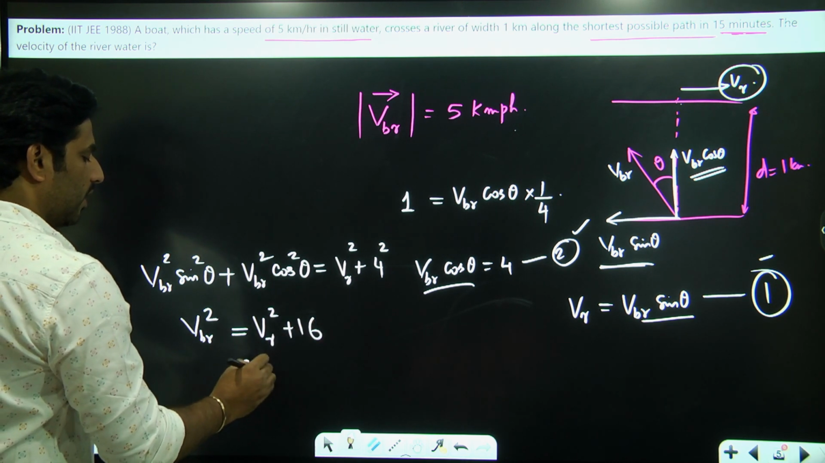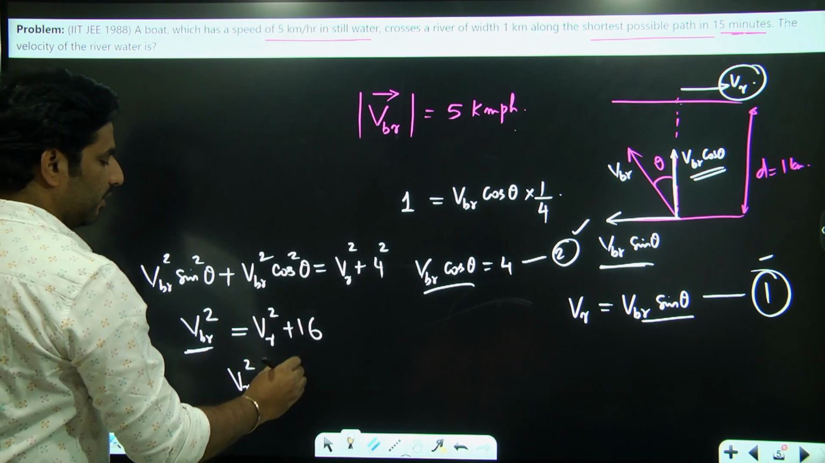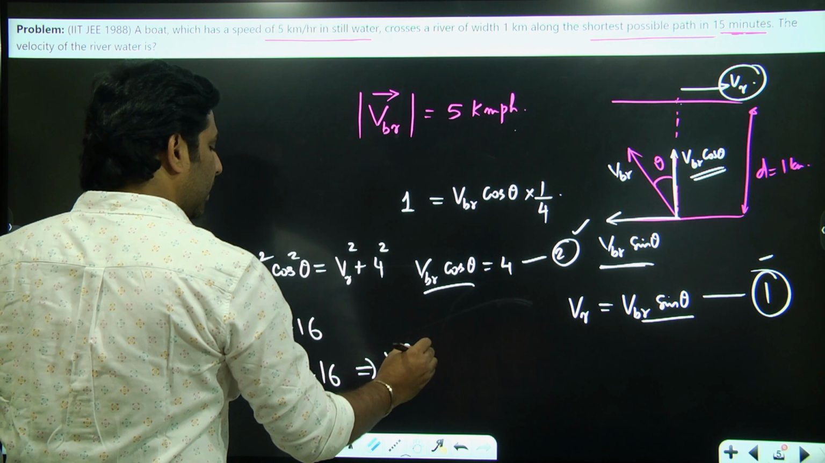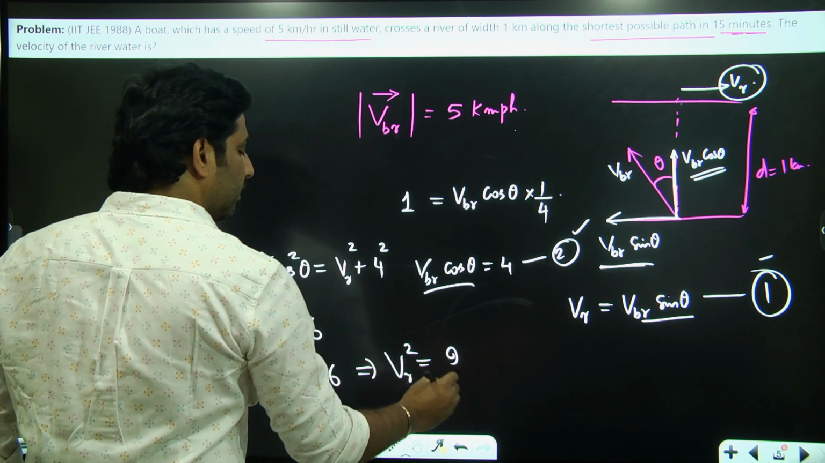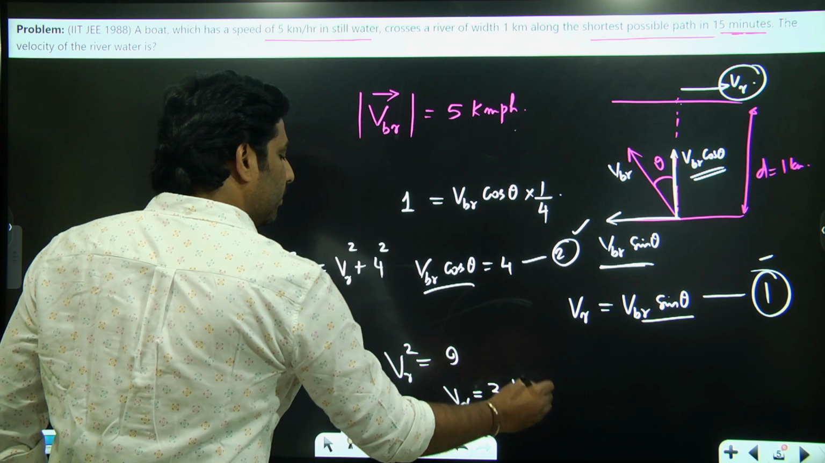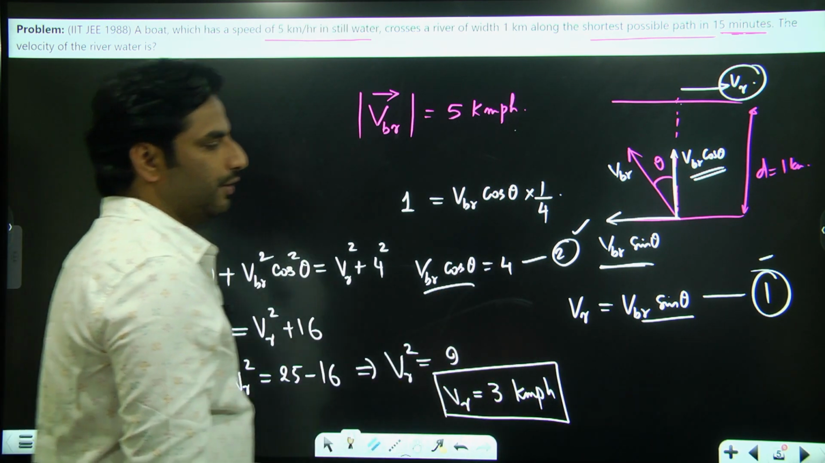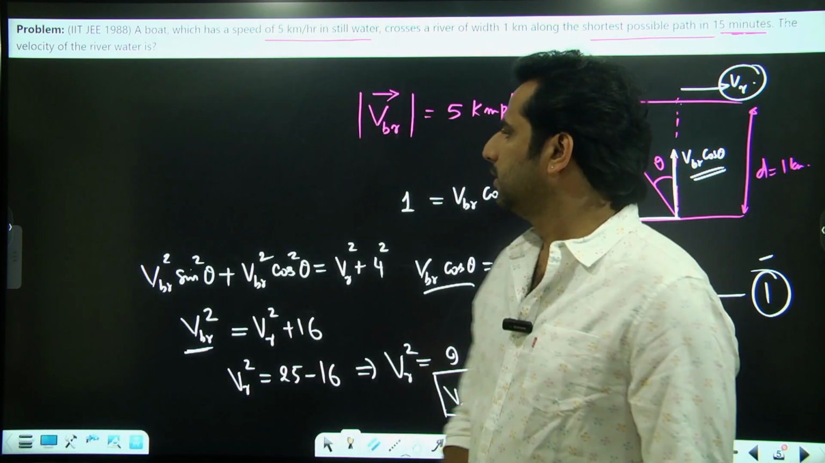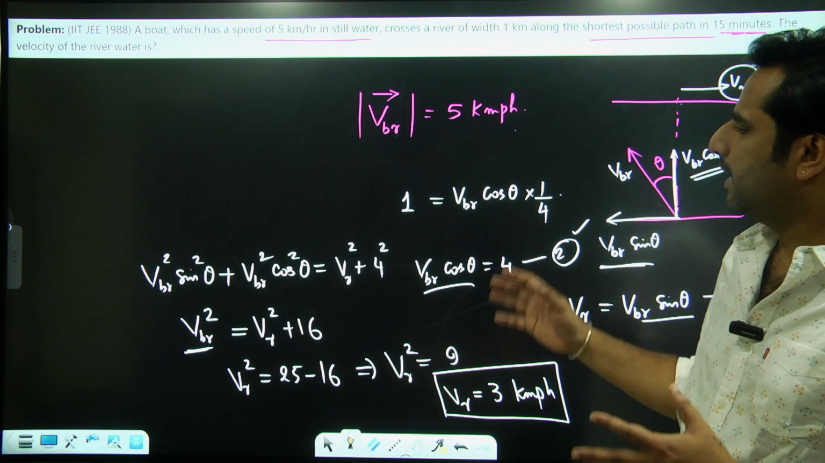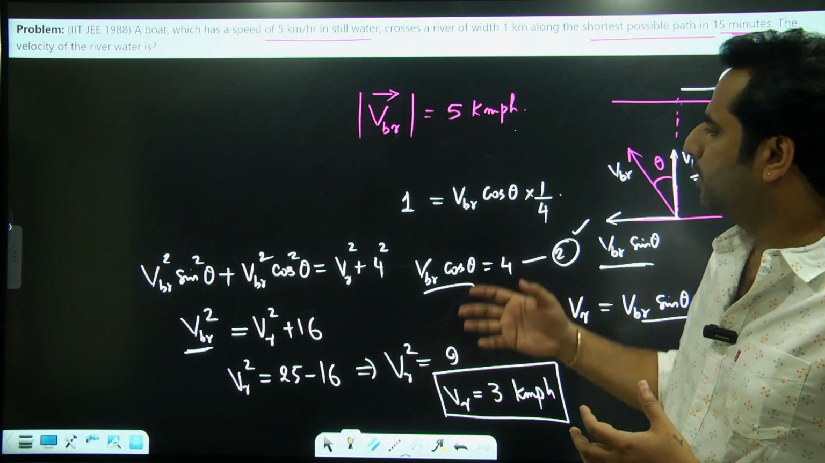So VR square is equal to VBR square minus 16. VBR is 5, square is 25, minus 16, which is 9. So VR square is 9. So the velocity of the river is 3 km per hour. As simple as this, if you understand the concept. So this is all about the river boat problem. It is a little challenging, but take some time to understand and do some more examples on this, and your concept will be clear.